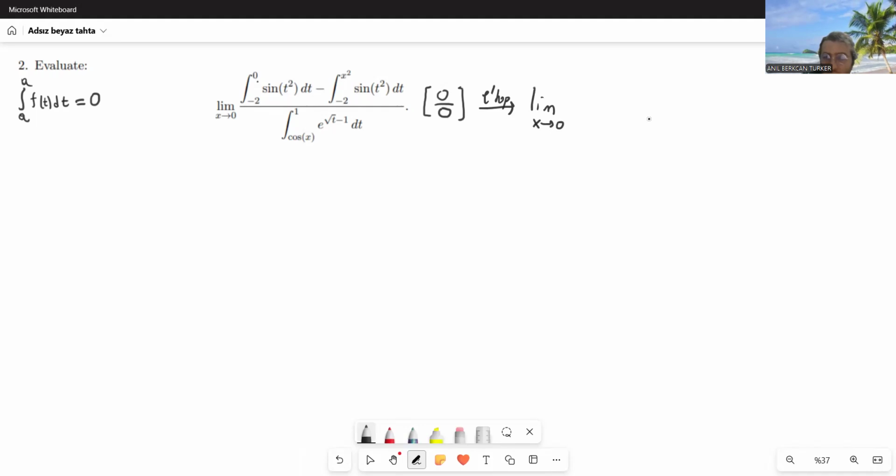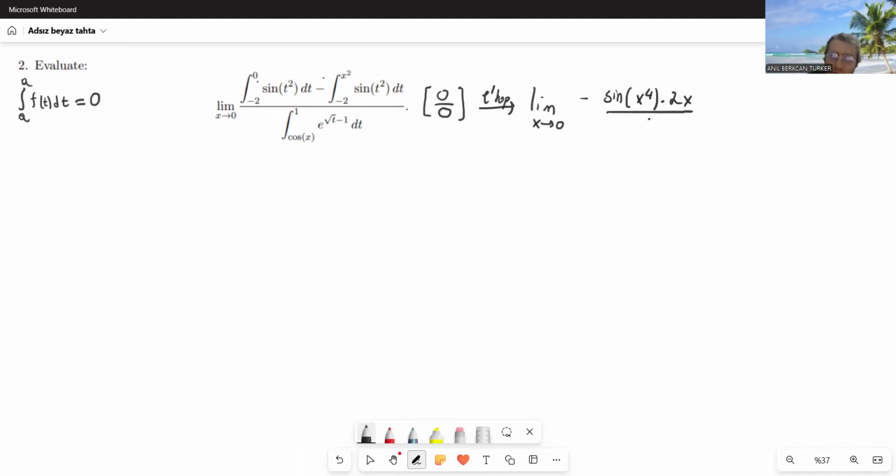So we can apply L'Hopital's rule and the fundamental theorem of calculus, which will have minus, let me put, because of this, minus sine, instead of t, I'm going to put x squared, x to the power 4, dot the derivative of x squared, which is 2x. Okay, minus the derivative of the boundaries, which will be 0. That's why I'm not putting anything.